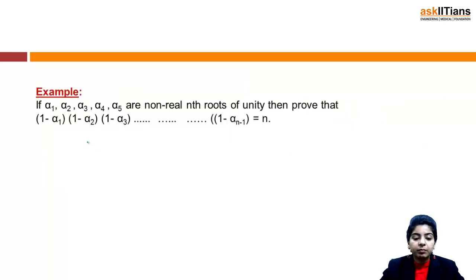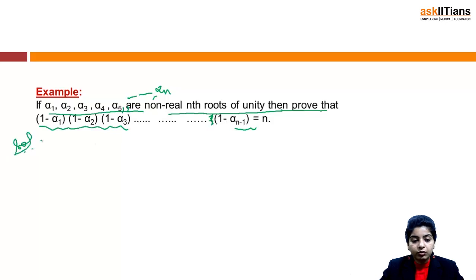Now I have an example based on this. It says if alpha 1, alpha 2, and so on, till alpha n minus 1 are non-real nth roots of unity, then prove that (1 minus alpha 1)(1 minus alpha 2) and so on (1 minus alpha n minus 1) is equal to n. Okay. So how do we proceed in this question?